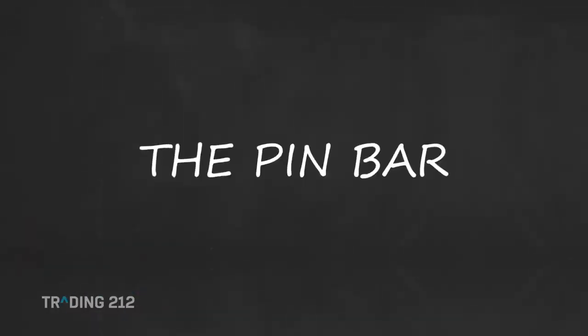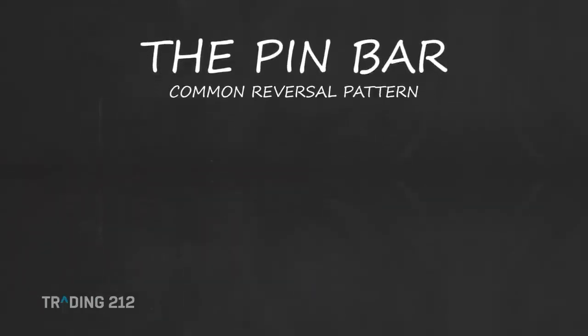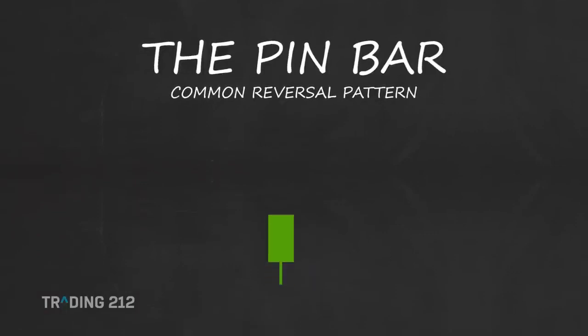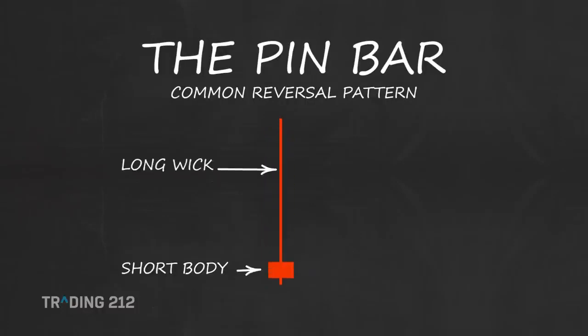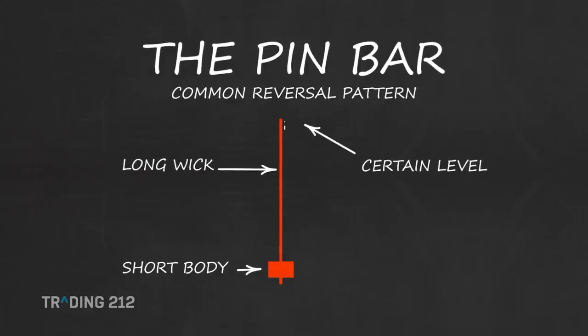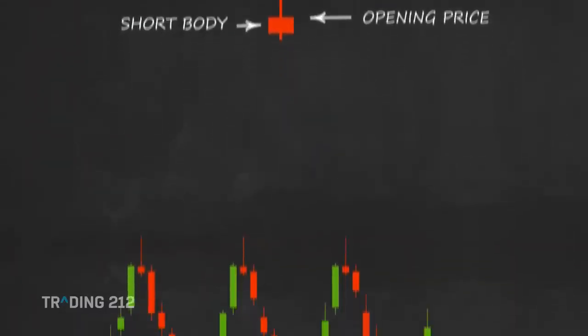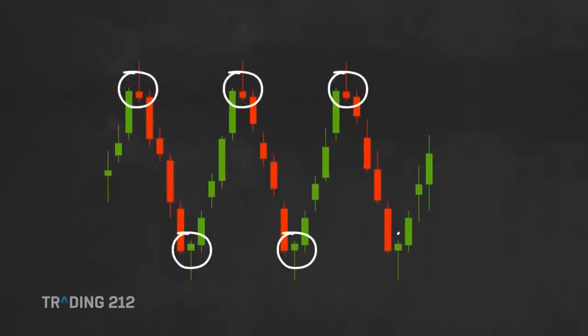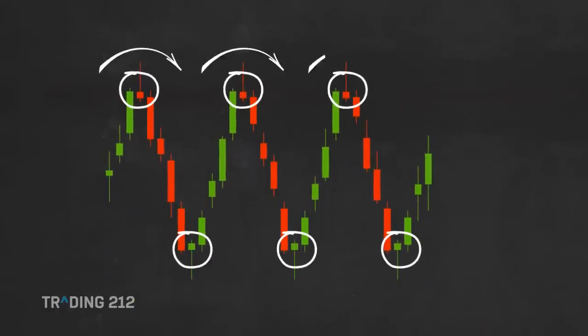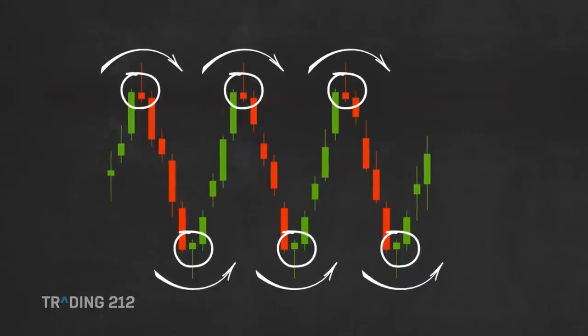The pin bar. The pin bar formation is one of the most common price action reversal patterns. The pin bar has a short body and a long wick, essentially showing that for all the trading activity, the price ends up very close to where it started. So from this candle, we can see that the price went to a certain level and then came all the way back near the opening price. Trading pin bars is convenient as you can easily identify them on the charts. They show that the current trend has most likely run its course and is ready to reverse.